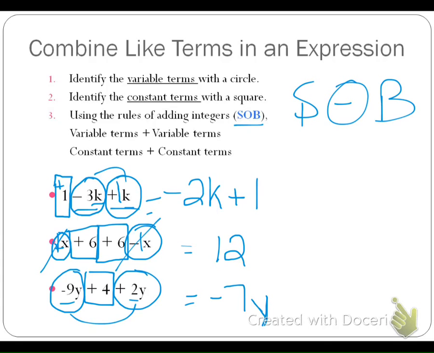Then we need to combine our constant terms. We only have one constant in this expression, so you just copy it down. But don't forget the sign because it's not the leading term in the expression.